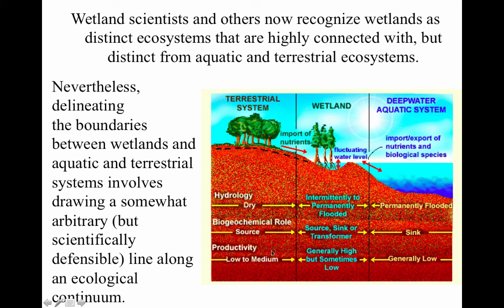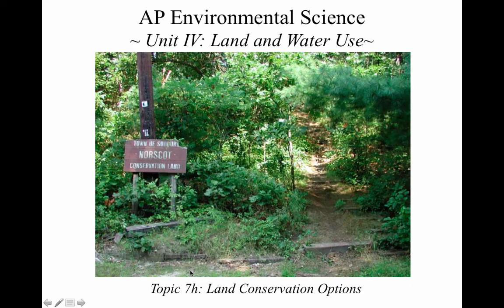And yeah, some of the other differences here: terrestrial systems have a low to medium productivity, and the deep water aquatic systems generally have low productivity, but the wetlands can have high, but sometimes low, but they are especially important for biodiversity.